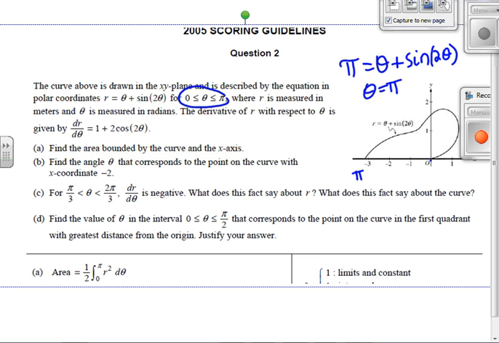And what about 0? This is starting at 0, so 0 is equal to theta plus the sine of 2 theta. Just guess and check. Theta is 0. That makes that true. So there's nothing wrong with it. So it's 1/2, and I actually have it here. It's 1/2 r squared d theta.